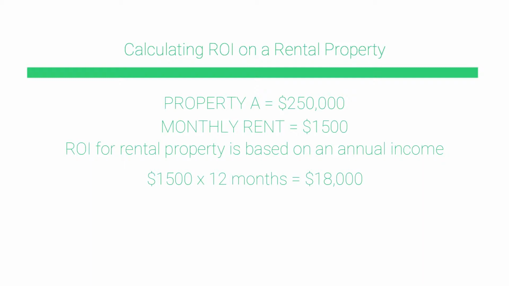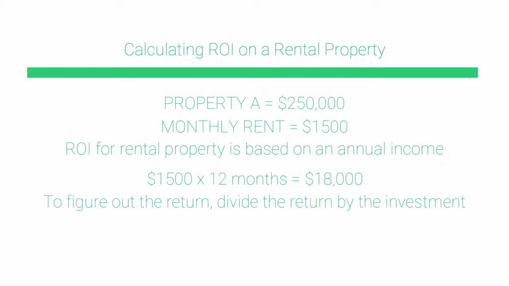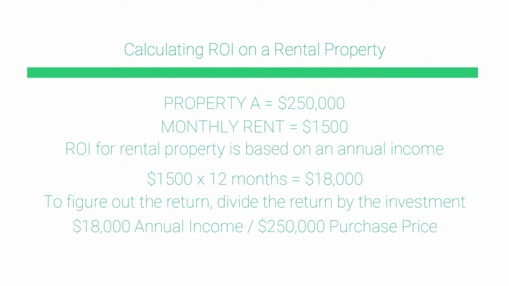Now, to figure out the percentage this makes up of your purchase price, divide the return by the investment, or $18,000 divided by $250,000. Now multiply by 100 to get the actual percentage, 7.2%. And that's your gross rental return.